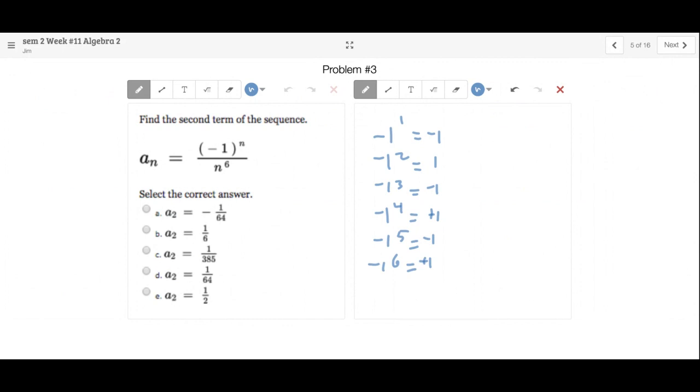So in this problem, it says find the second term. Well, -1 to the second power is +1 over 2 to the sixth power. Get my trusty calculator out, and that is 64. Uh-oh, D again.